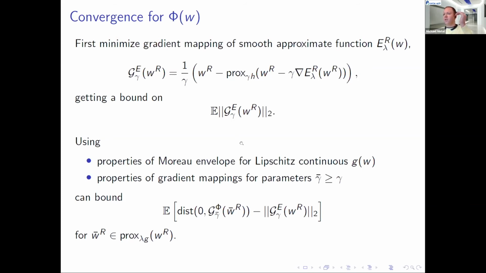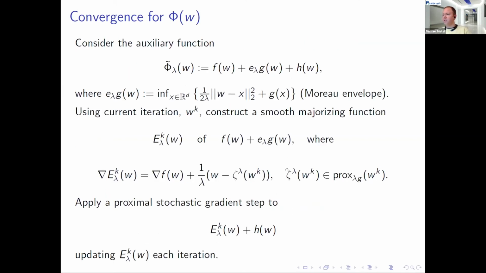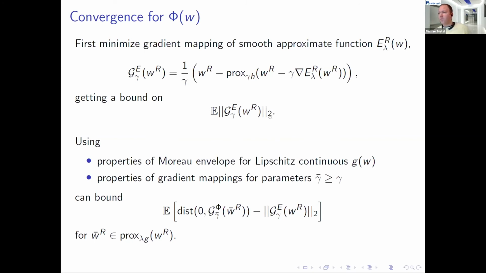So first, in our analysis, we want to minimize E, basically this function here, E plus H. So we get a bound on the norm of the gradient mapping for this approximate function. So we can make this as small as we want. So this could be epsilon over 2, let's say. And then this is where the Lipschitz continuity of G comes in. Lipschitz continuous functions and their Moreau envelopes have some nice properties that we could use. And then also something to note, we have a gamma bar and gamma. There are some properties we could use evaluating the gradient mapping at different values of gamma.